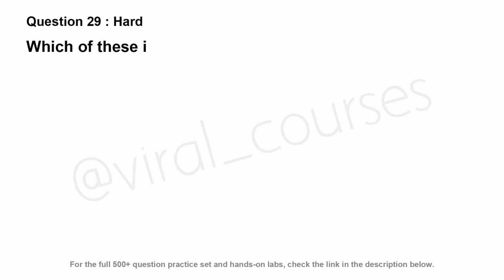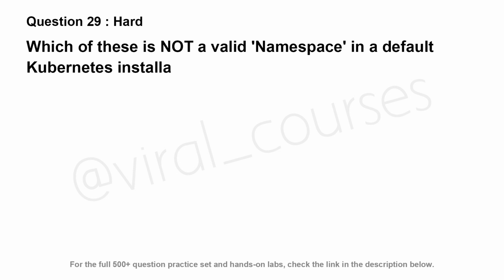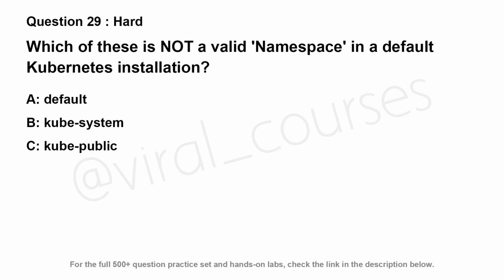Which of these is not a valid namespace in a default Kubernetes installation? Option A. default. Option B. kube-system. Option C. kube-public. Option D. kube-master.